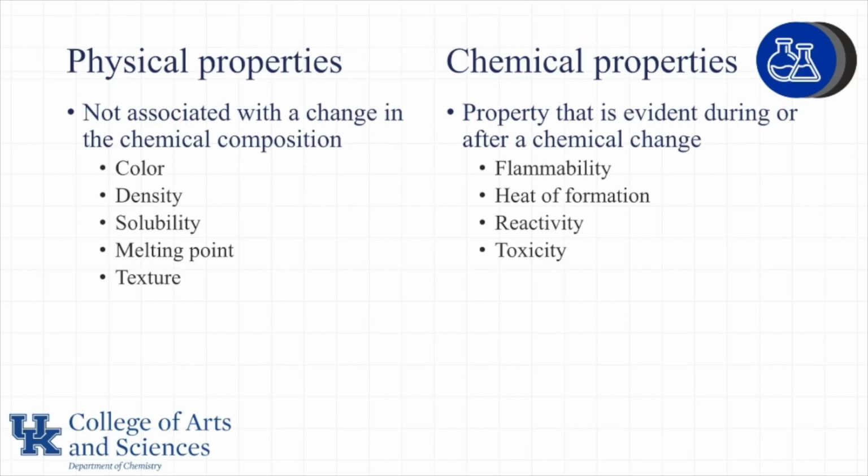In addition to physical and chemical changes, we have physical and chemical properties. So they are associated with the change that is happening. So for example, color, density, solubility, so how much of something will dissolve in a solvent, melting point, texture. All of those things are physical properties. We don't have to change the chemical composition of it to be able to identify those properties. For chemical properties, we do have to change the identity of that substance. It has to undergo a chemical change in order to measure or determine these properties.